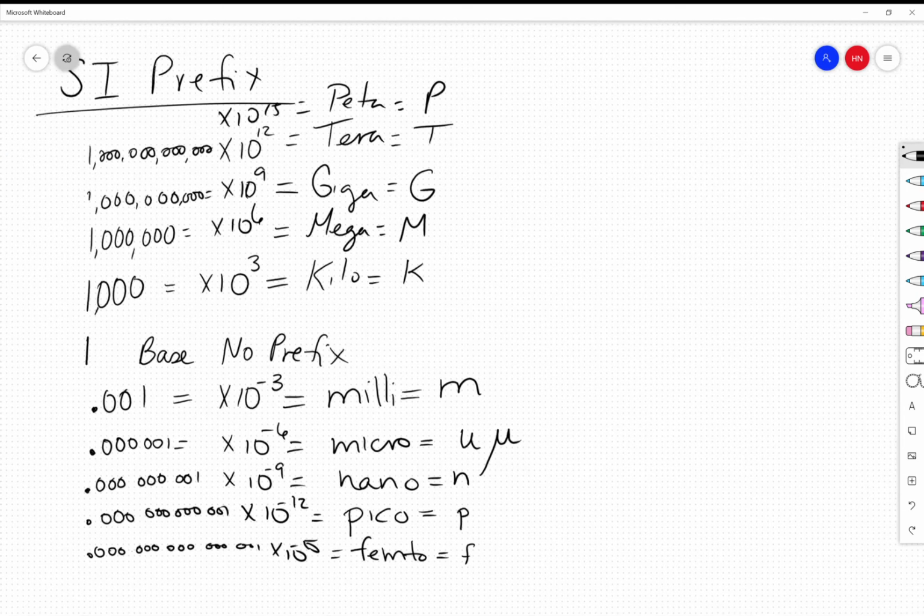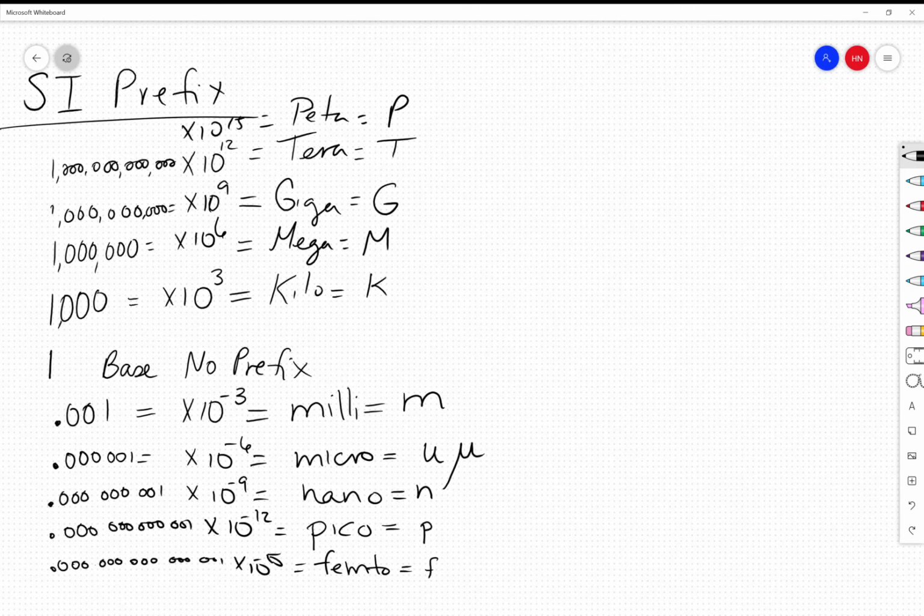So there you go. It's handy to have these prefixes, and you always have these prefixes in whatever note sheet you're doing. So let's say I give you this number, that many volts. I want you to put it in the proper SI prefix notation.